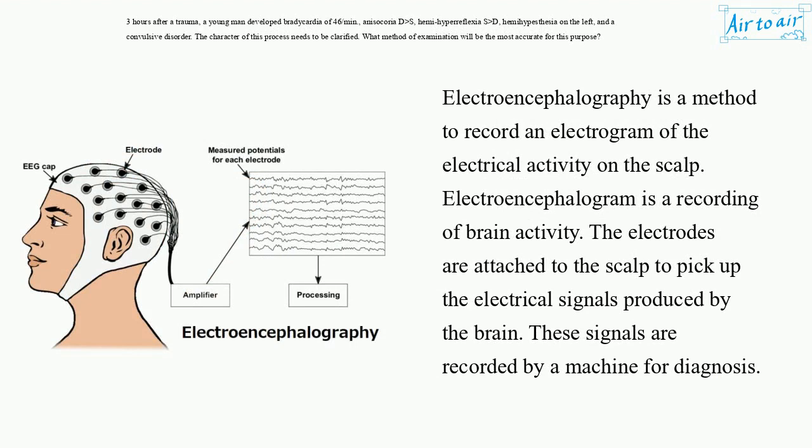Electroencephalography is a method to record an electrogram of the electrical activity on the scalp. Electroencephalogram is a recording of brain activity. The electrodes are attached to the scalp to pick up the electrical signals produced by the brain. These signals are recorded by a machine for diagnosis.